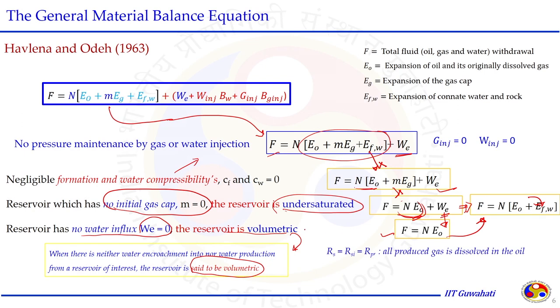Under this situation, when the reservoir is volumetric and undersaturated, the solubility of the gas in the reservoir as well as the Rp value, that is the cumulative gas oil ratio, will all be equal and remain the same, because all produced gas is dissolved in the oil since the reservoir is undersaturated.